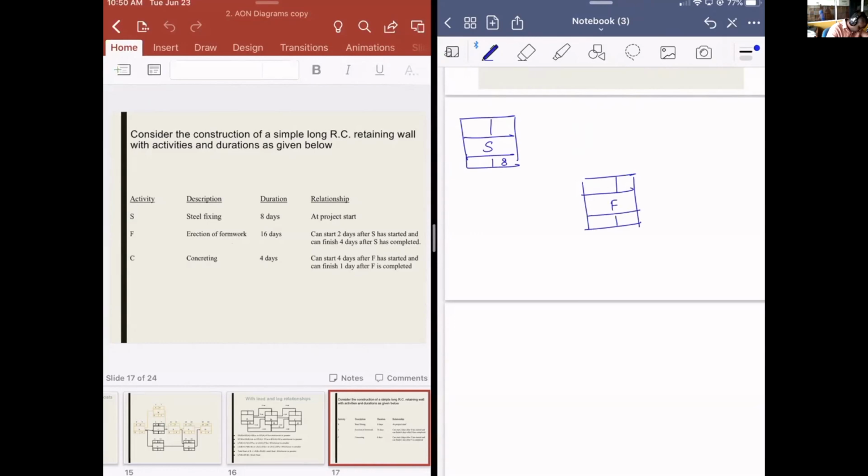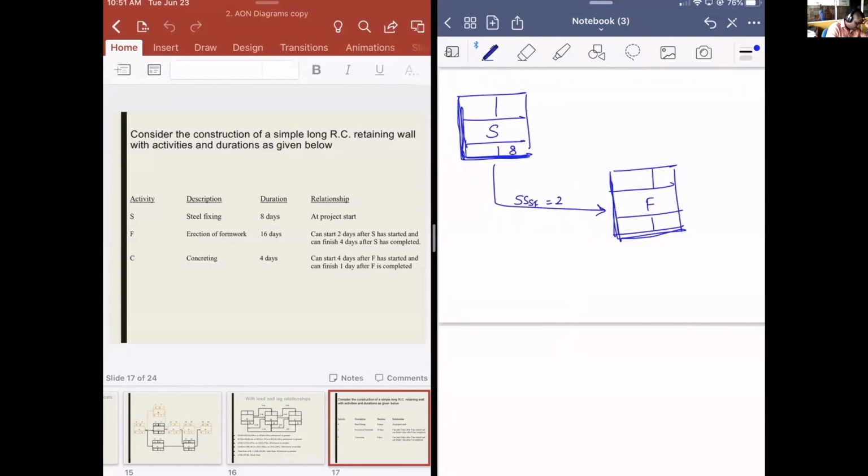Okay, let's say F. There are two links from F, one start to start and one finish to finish. Start to start, as I told you, these two legs we call them start, the other two we call them finish. Start to start we can draw like this. Start to start from S to F is 2. Finish to finish, likewise we can draw it like this. Finish to finish from S to F is 4.